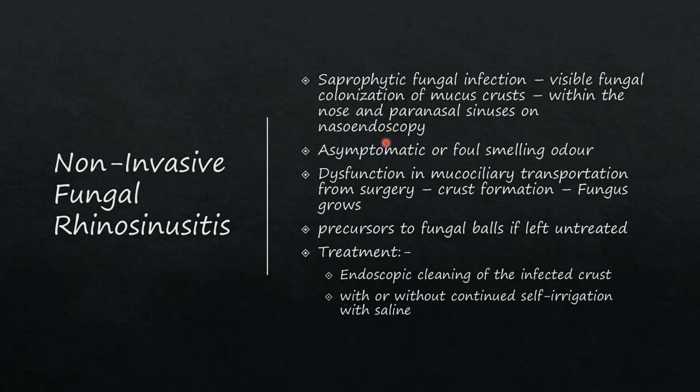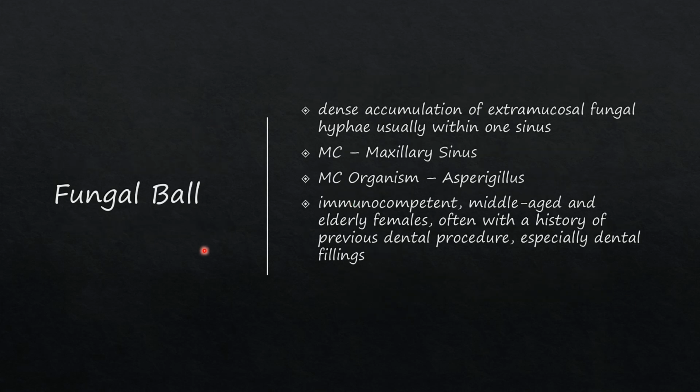This can be visible in the nose and the paranasal sinus on nasal endoscopy, and they can be asymptomatic, or the patient can have foul smelling odor, which is also known as cacosmia. These are precursors to fungal ball, the disease that we are going to be studying next. And the treatment is endoscopic removal of the whole crusts and then giving many washes to the patient, nasal douching as we say.